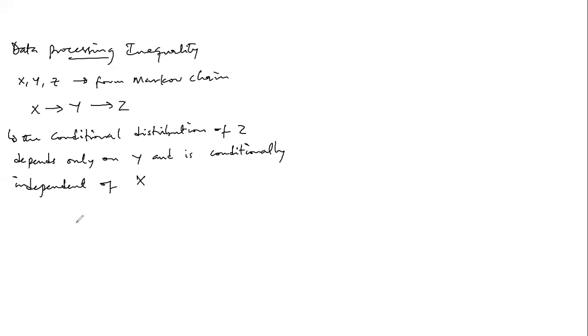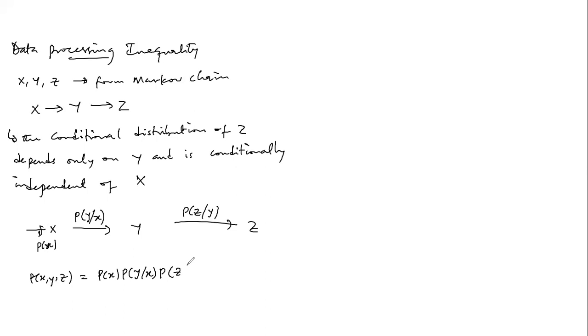So X, Y, and Z form a Markov chain if and only if the joint probability mass function can be written in this order: X, Y, Z. This is the probability of Y given that X was transmitted, and this is the probability of Z given that Y was transmitted. So assume we have this as a probability of X, then the joint probability distribution will be p of x, p of y given x, and then p of z given y.